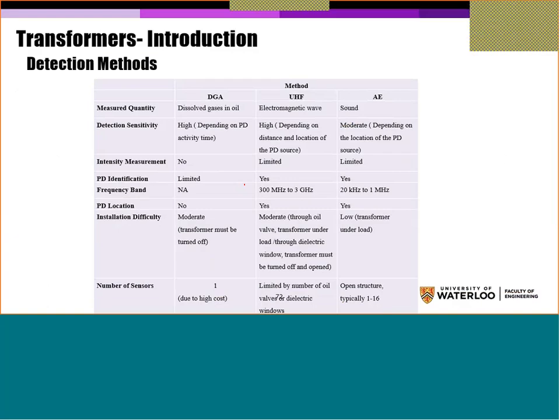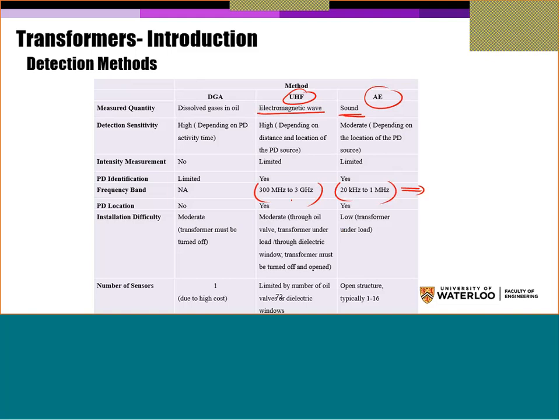This is a detailed comparison between them. Okay, so what is important for us, of course, DGA, I will not talk about the DGA, so I will talk about the frequency. This is the frequency for the ultra high frequency or the antenna. This is the range for the AE or the ultrasonic sound. So you can expect that the system here is much cheaper than the ultra high frequency system. Here I'm measuring sound, here I'm measuring electromagnetic waves.